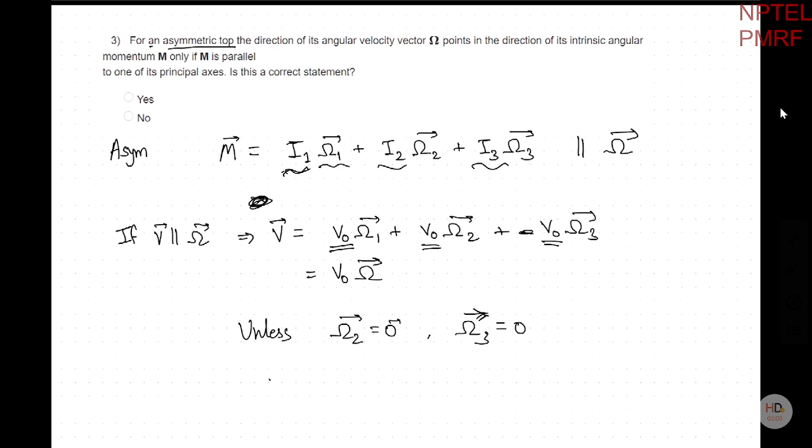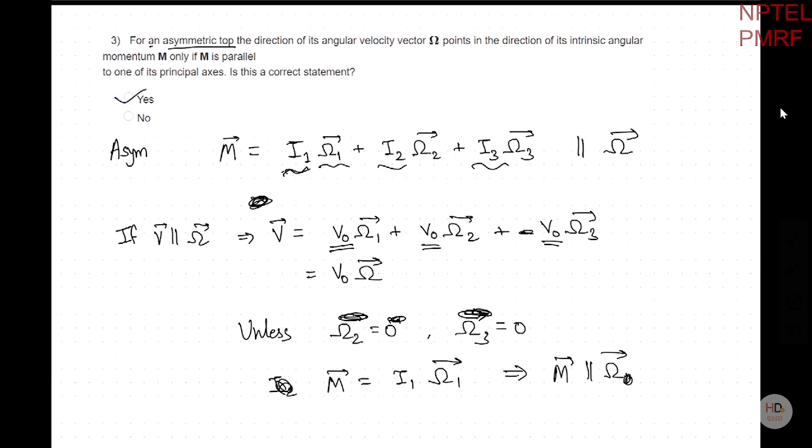In this case, I should write omega 2 and omega 3 magnitude. In this case, m is just I1 omega 1, right? And then m is parallel to omega. Okay, because in the other directions it's not spinning, therefore the angular momentum is parallel to omega, which is in the same direction in which it's spinning. So this is in fact correct.